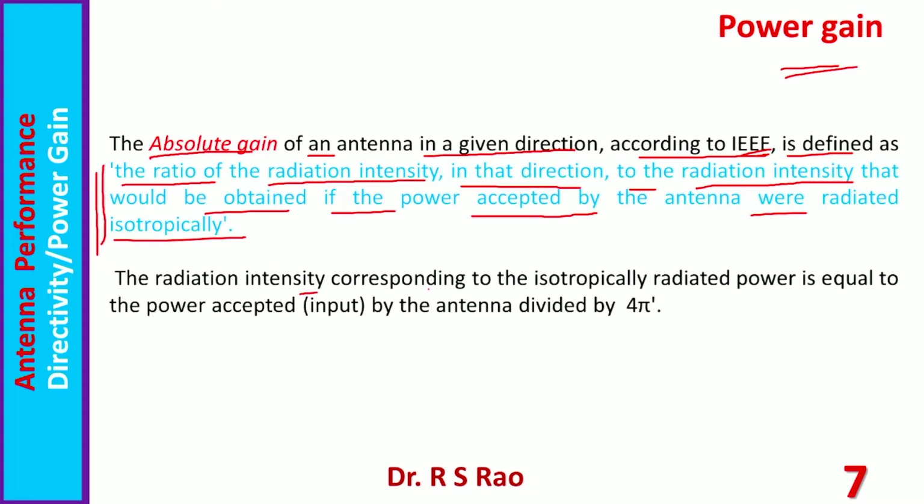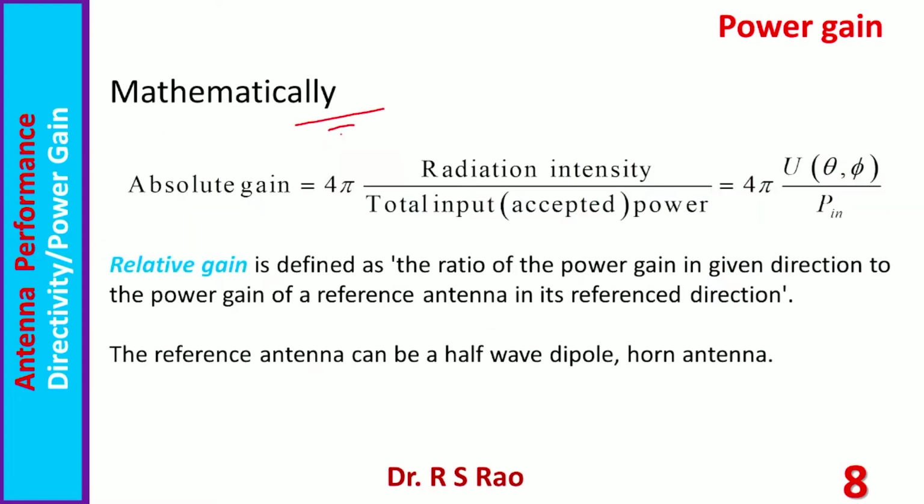The radiation intensity corresponding to the isotropically radiated power is equal to the power accepted or given at input by the antenna divided by 4 pi. Mathematically, absolute power gain is equal to 4 pi radiation intensity over total input or accepted power, equal to 4 pi U(theta, phi) by P_in.